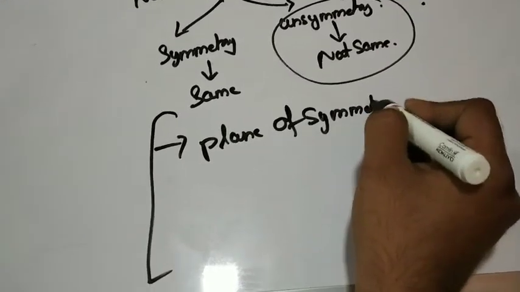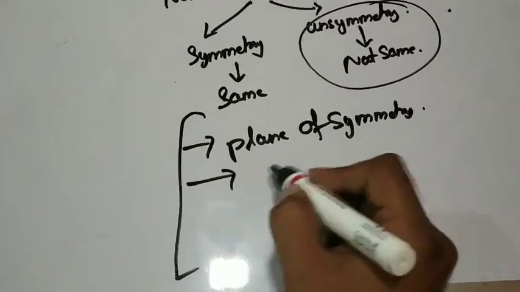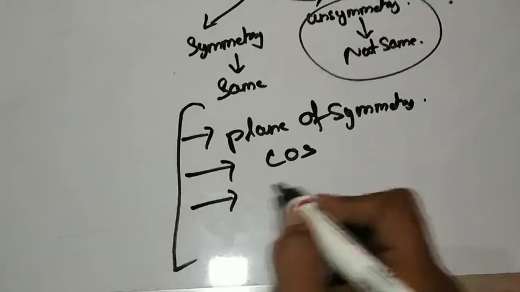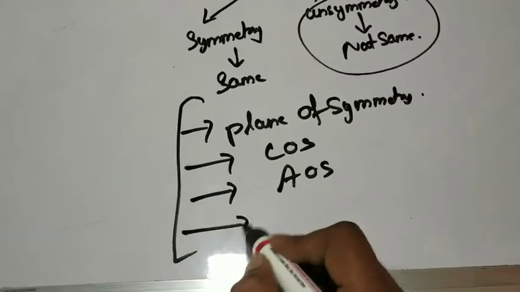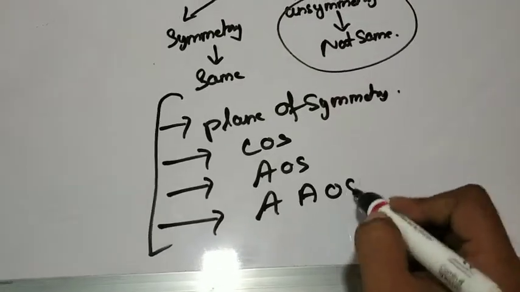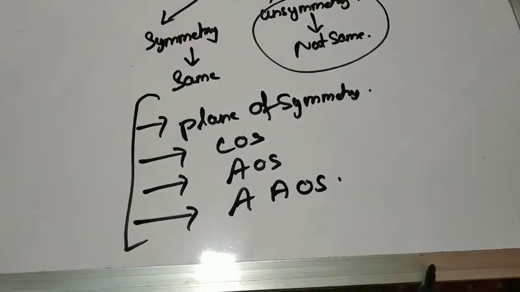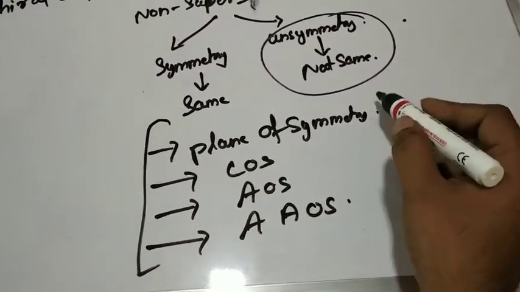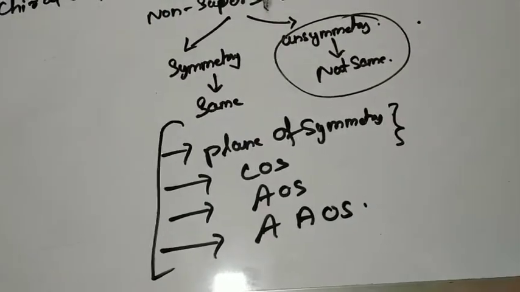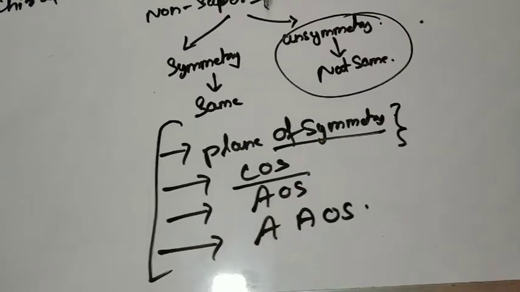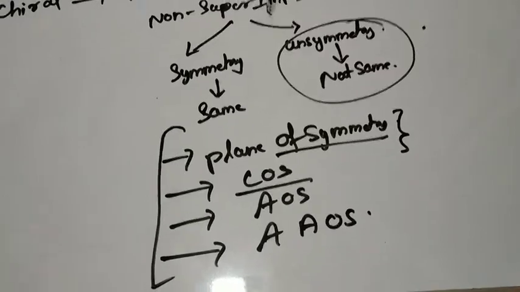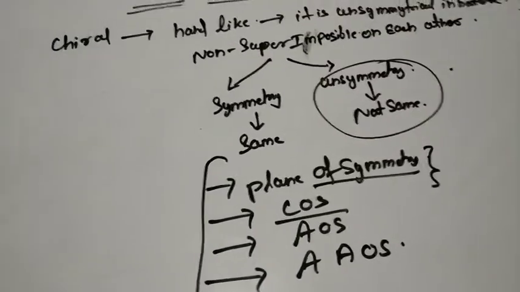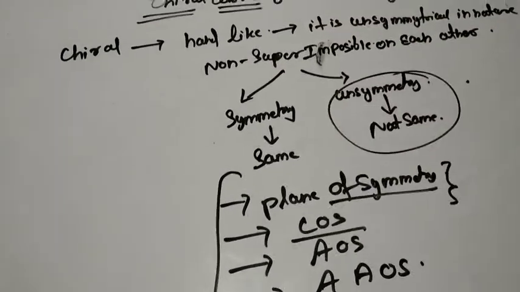Plane of symmetry, then center of symmetry, then axis of symmetry, then alternate axis of symmetry, right? So these are nothing but called the symmetry. But when we talk about the symmetry of molecules, two things are very important: the plane of symmetry and the center of symmetry, right? You will come to know when we take examples of particular molecules.